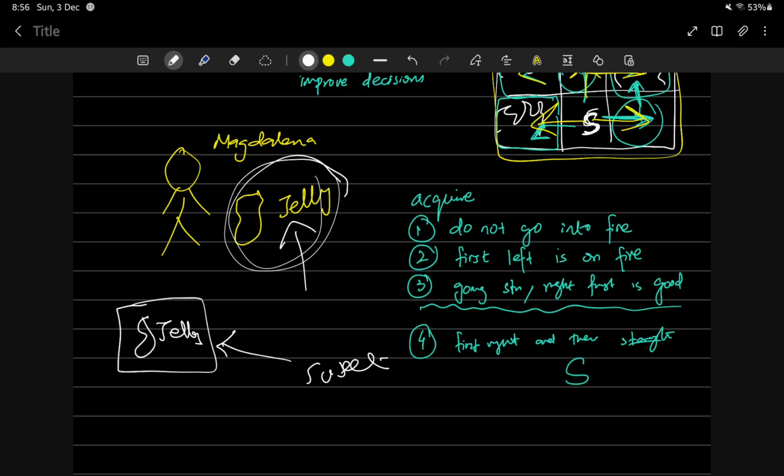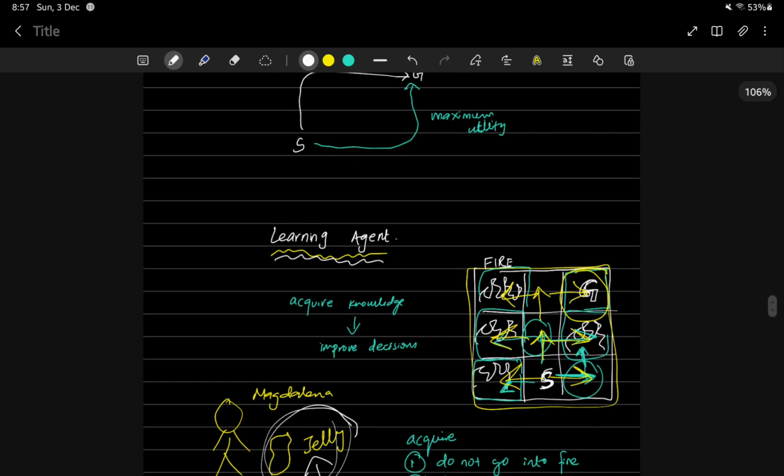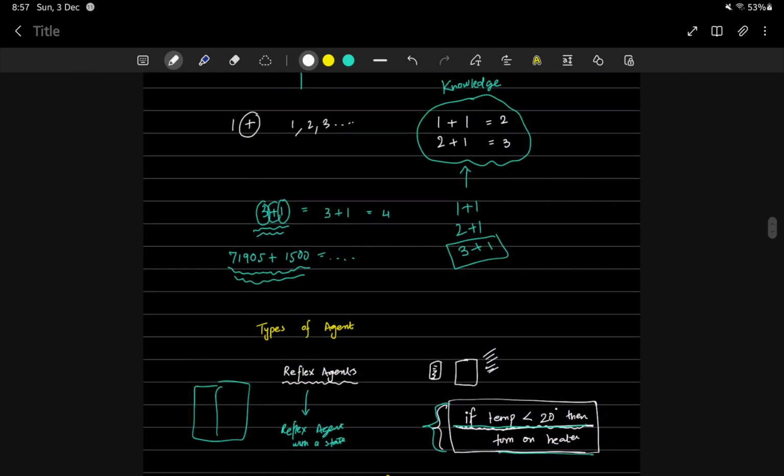So basically these were the four types of agents. Reflex agent, and it had a subtype, reflex agent with state. So I hope that I was able to convey these different types of agents in as simple a way as possible.